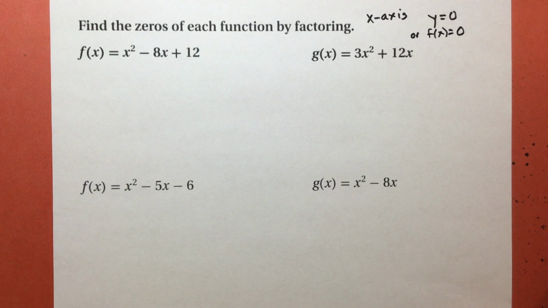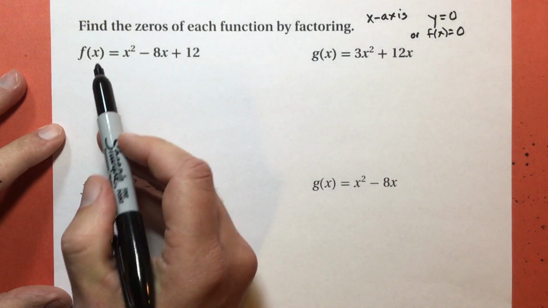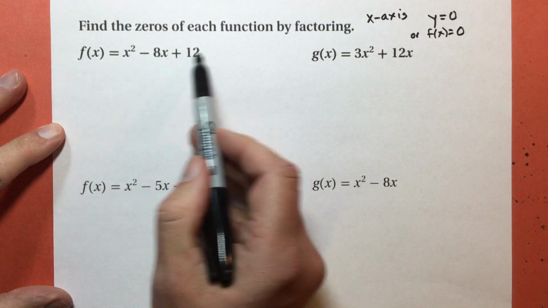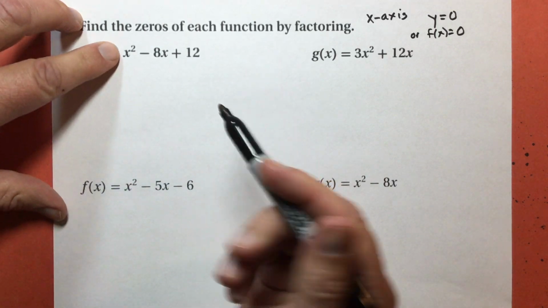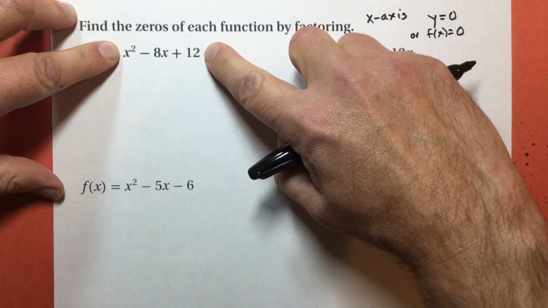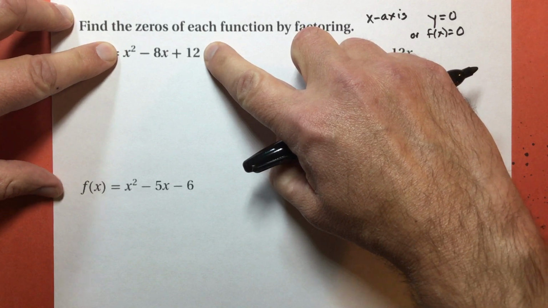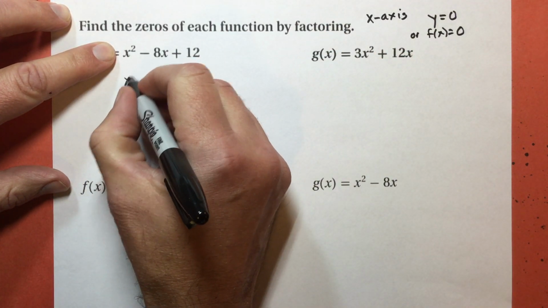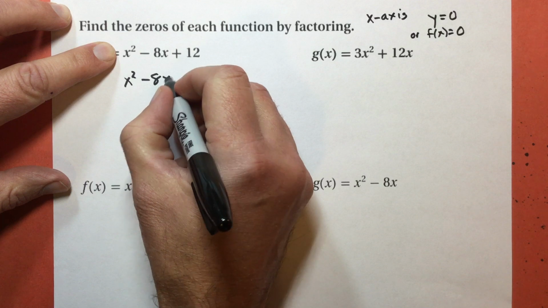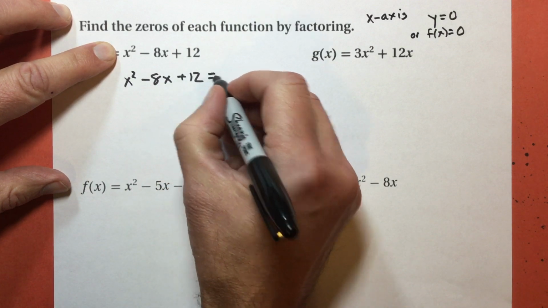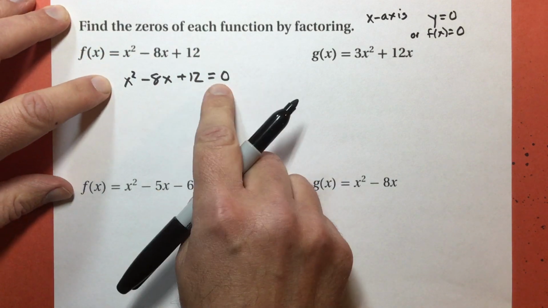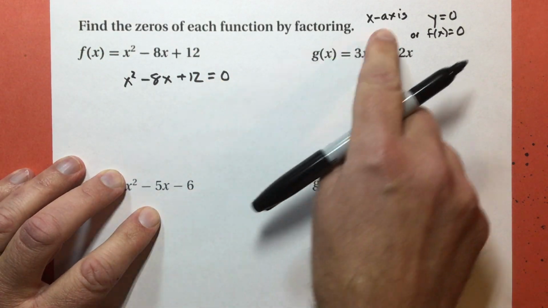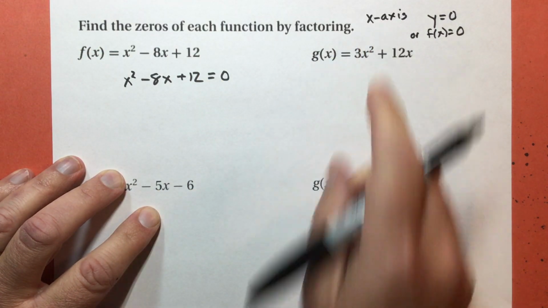Then I'm going to factor. I'm going to show you what's going to happen. So watch this first one. I want to find out where the entire function equals 0. This is going to equal 0. So I'm going to write x squared subtract 8x plus 12 equals 0. Where does this function equal 0? It's going to happen on the x-axis.